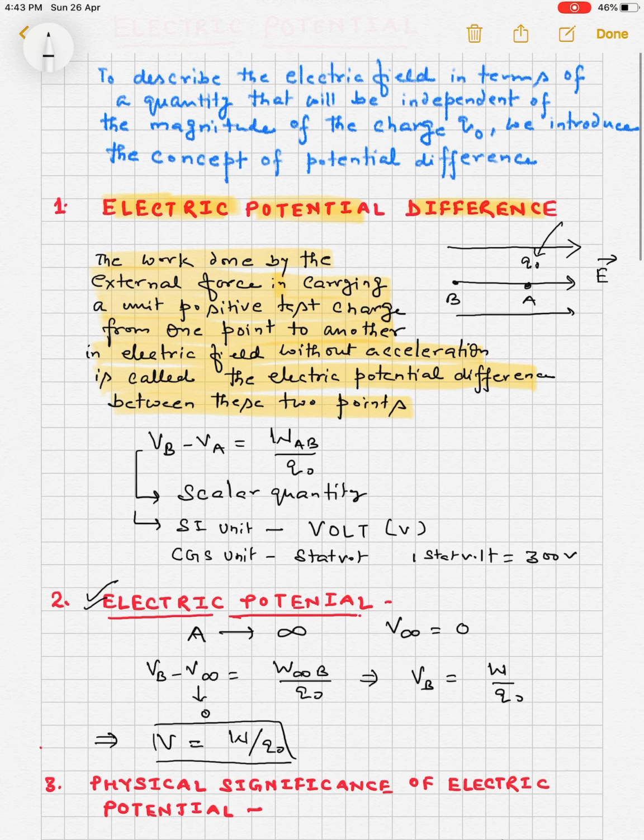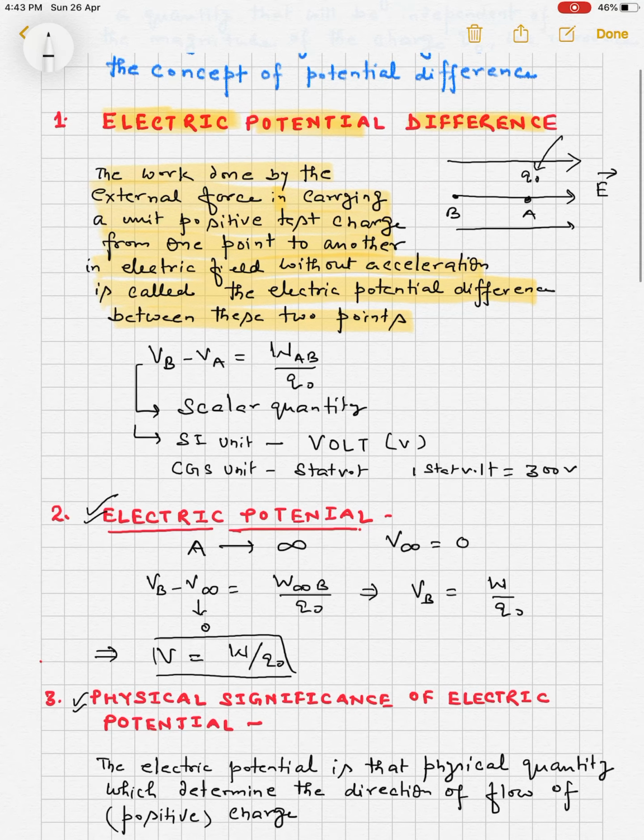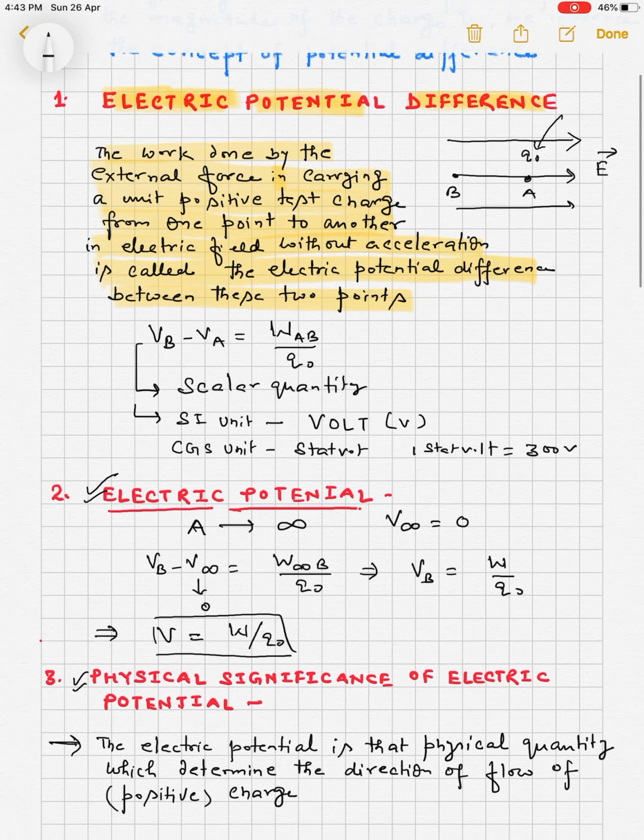Now the third one is the physical significance of electric potential, because here we are studying about potential, not electric field. So the electric potential is that physical quantity which determines the direction of flow of charge.